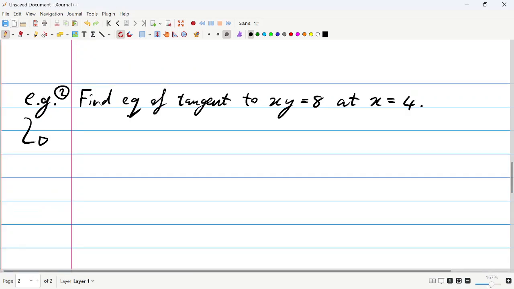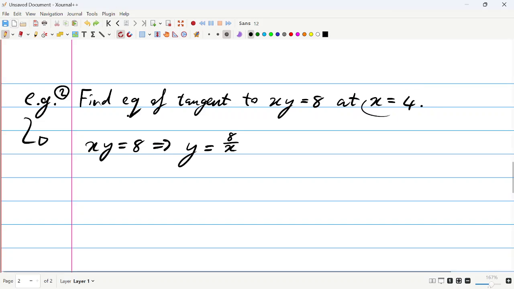Alright, so we need to find the equation of the tangent to xy equals 8 at x equals 4. Now this one looks funny, but remember, we always need to find it in the form of y equals something. So xy equals 8 is actually going to be represented as y equals, if we divide both sides by x, 8 over x. So this is actually a hyperbola. Now we know that the point we're working with is at x equals 4, but we need to know what the y coordinate is.